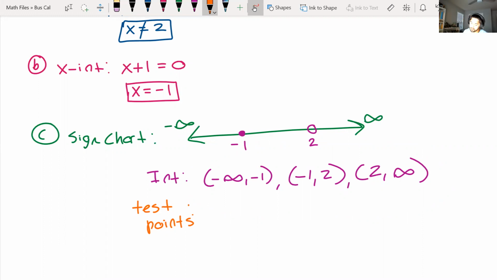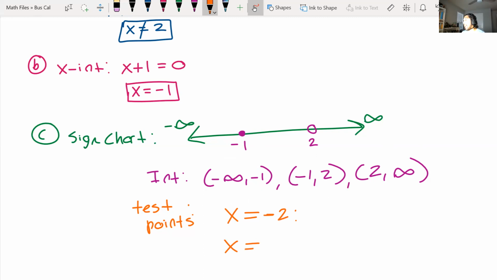Okay, so we have 3 intervals, which means we're going to have 3 test points. So let's pick a number from this first interval, negative infinity to negative 1. What do you want to pick? -2. Good. And then my next interval, negative 1 to 2. What do you want to pick?